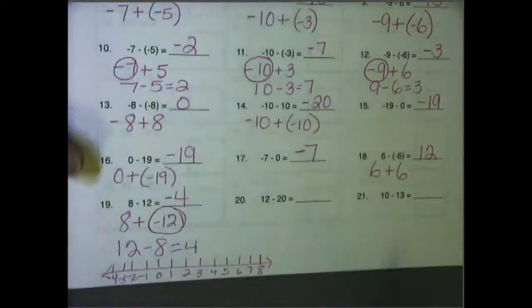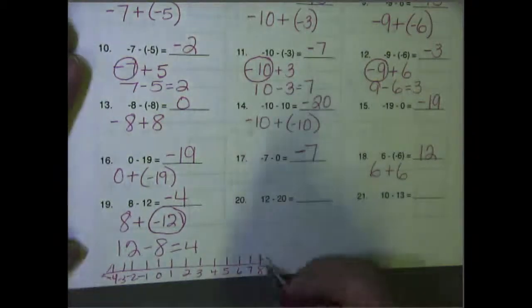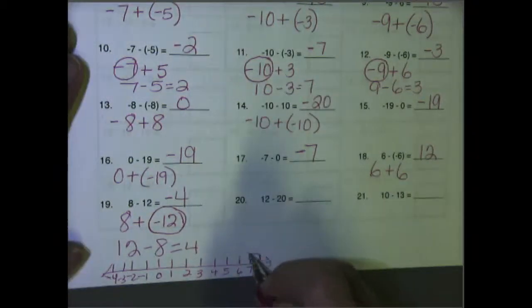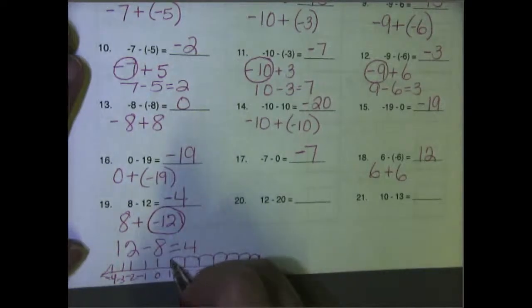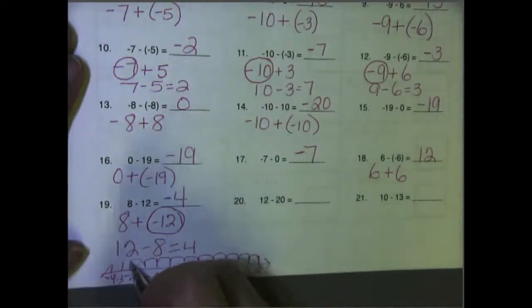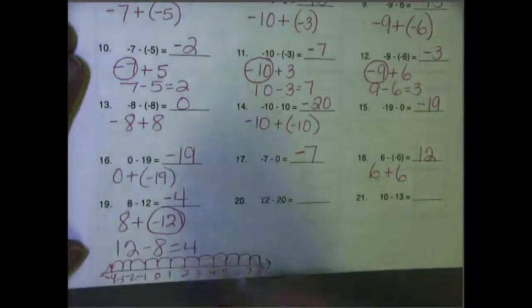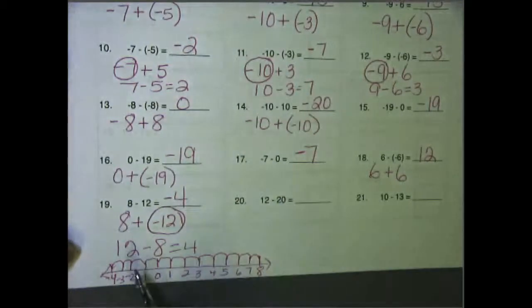Running out of room on my number line, but I would move from 8: 1, 2, 3, 4, 5, 6, 7, 8, 9, 10, 11, 12. So I move 12 spaces, and when I move 12 spaces to the left, my answer will be -4. If you need to use the number line, go ahead, but I suggest you learn the rule.